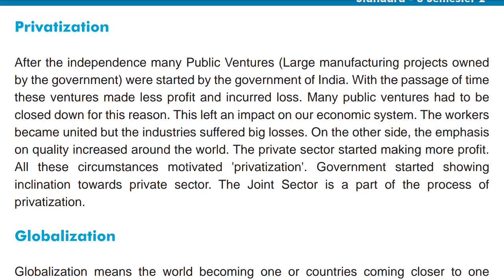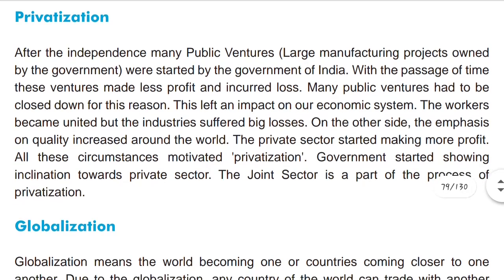The government started showing inclination towards the private sector, and the joint sector is a part of the process of privatization. When the government industries were totally given to private control, they were termed private sector units, and when the government gave half or partial control to private sector units, it was termed joint sector units.